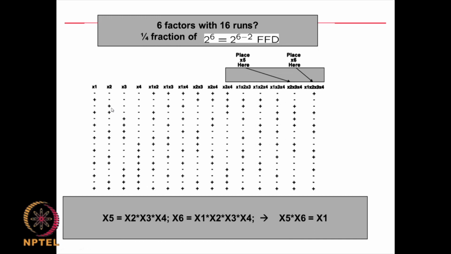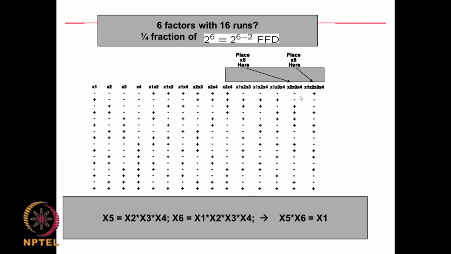2 power 4 is 2 into 2 into 2. So you put x1, x2, x3 and x4, and then write all the interactions. You are going to have 2-way interactions, you are also going to have 3-way interactions: x1, x2, x3, x1, x2, x4, x1, x3, x4, x2, x3, x4, x1, x2, x4. So that is how you first make it.